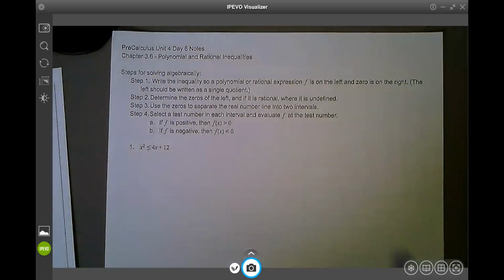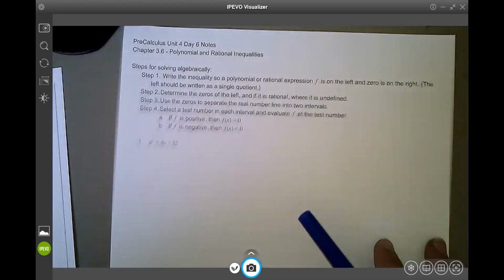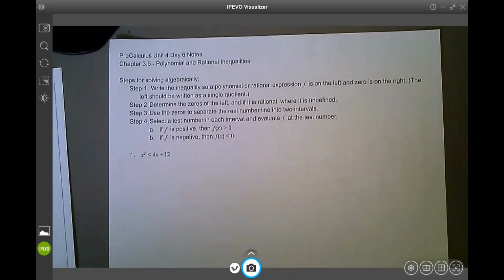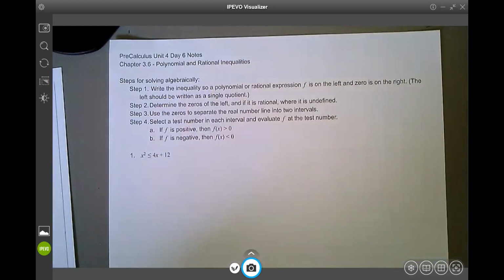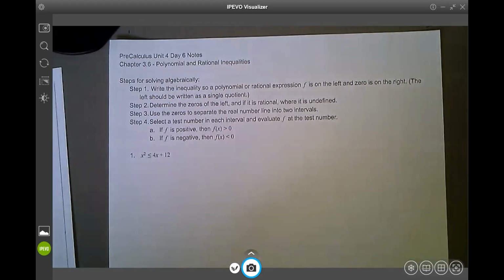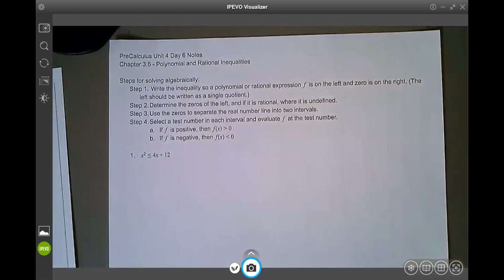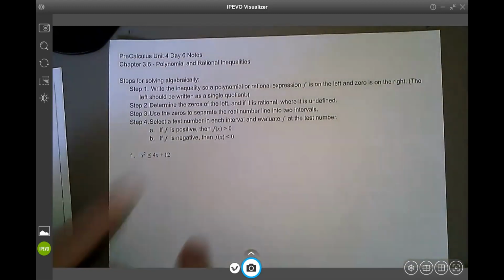So you're going to write the expression where the expression's on the left and zeros on the right. So you're always going to move it over and have it greater than or equal to, less than or equal to, whatever it is, and then 0 on the right-hand side. Then you're going to determine the zeros. So where is the equal 0? Where are your x-intercepts? And then those are going to be your important points here. So I'm going to start by that. I'm just going to kind of go through here.